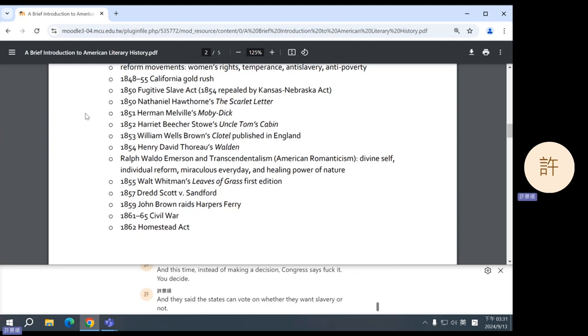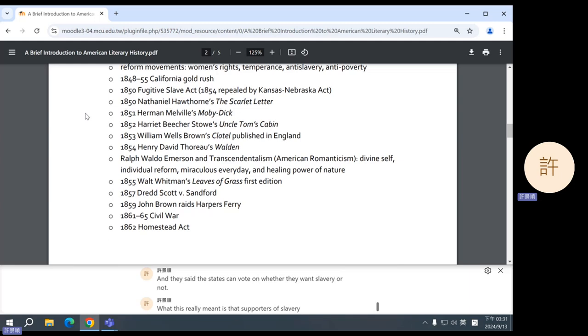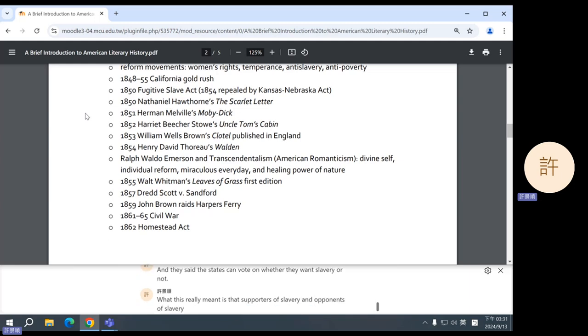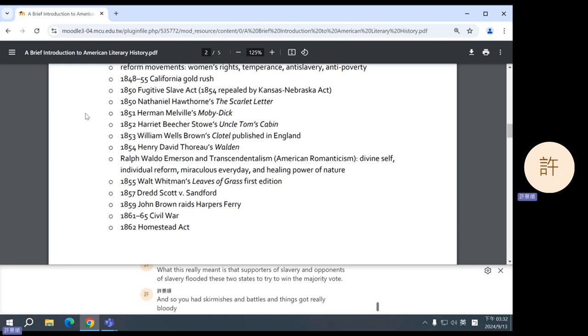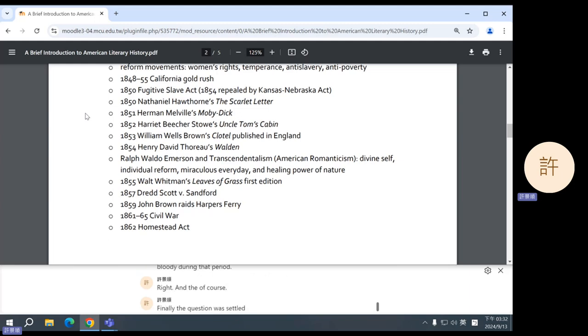What this really meant is that supporters of slavery and opponents of slavery flooded these two states to try to win the majority vote. And so you had skirmishes and battles, and things got really bloody during that period. Right. And of course, finally, the question was settled, but not before a lot of people died about it.